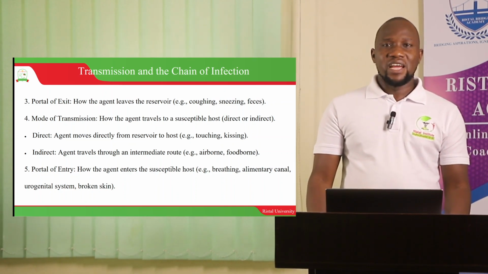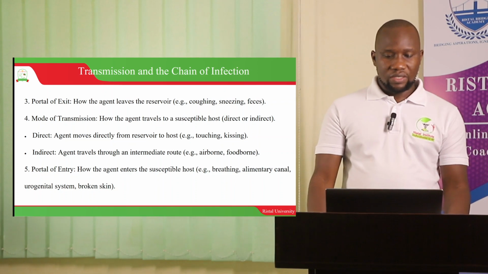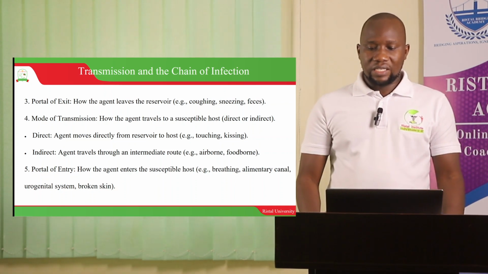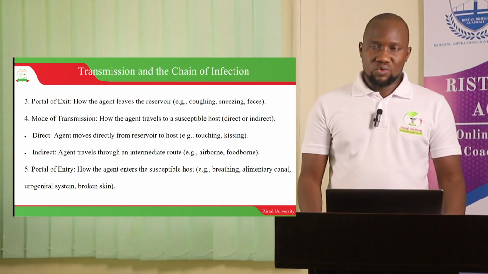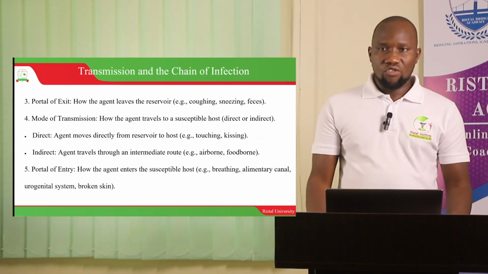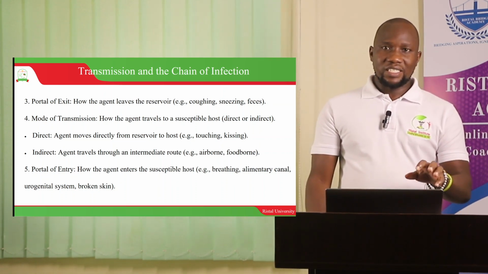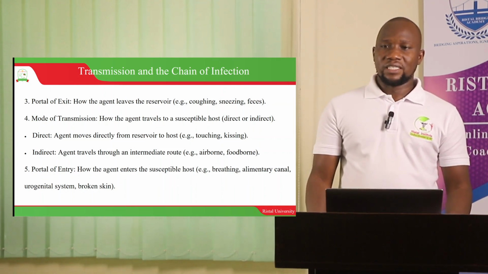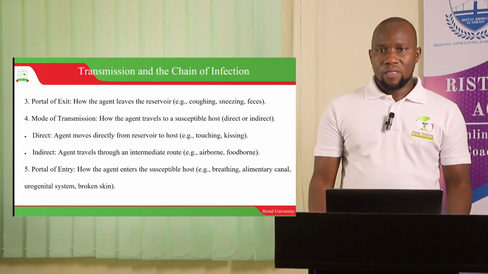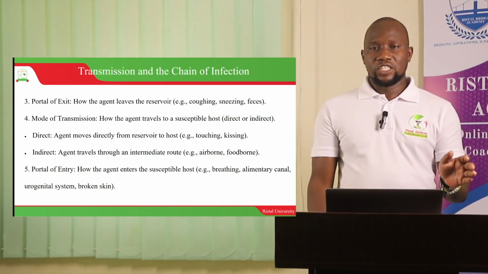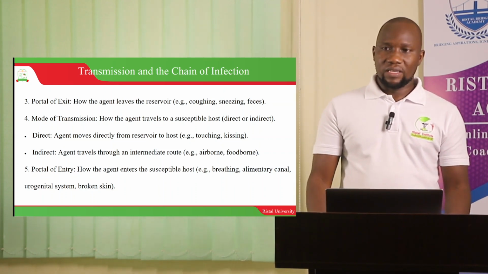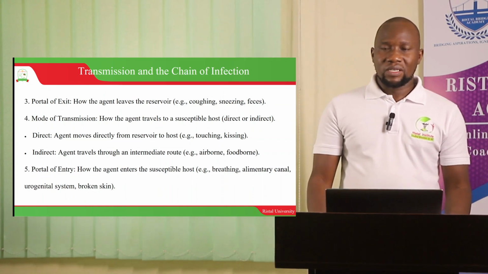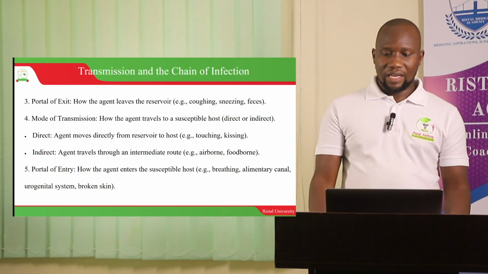And then we have indirect means of transmission of infections, where the agent travels through an intermediate route. Okay, this is where we talk about airborne diseases, foodborne diseases. That means that there is an inanimate object through which the agent can get into contact with its susceptible host. Okay, it can be sharing the same towels, sharing the same sharp objects and things like that.